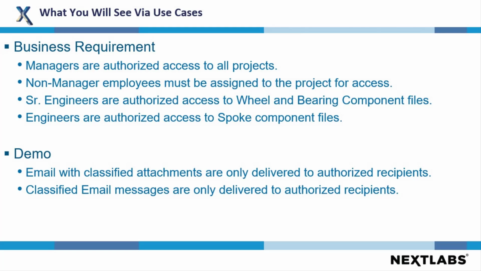For example, managers are authorized access to all the messages. Other employees are only authorized to receive messages for projects they are assigned to and components they work on. In the first demonstration, we will show how messages with classified attachments are only delivered to authorized recipients. In the second, we will show how classified messages without an attachment are also restricted. While we are demonstrating these functions separately, they are designed to work together to provide a comprehensive solution.